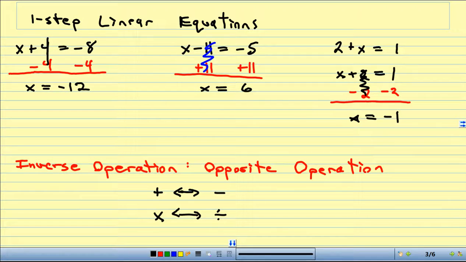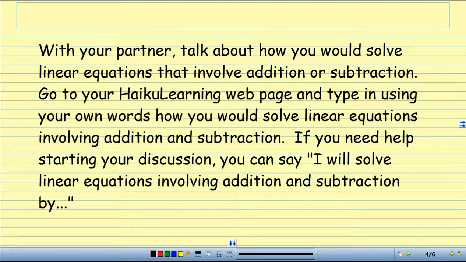So that's basically it with inverse operations involving addition and subtraction, solving one-step linear equations. It's pretty simple, not too bad. You guys can handle it. You guys are smart. So what I want you to do is with your partner, you're going to talk about how you would solve linear equations that involve addition or subtraction.